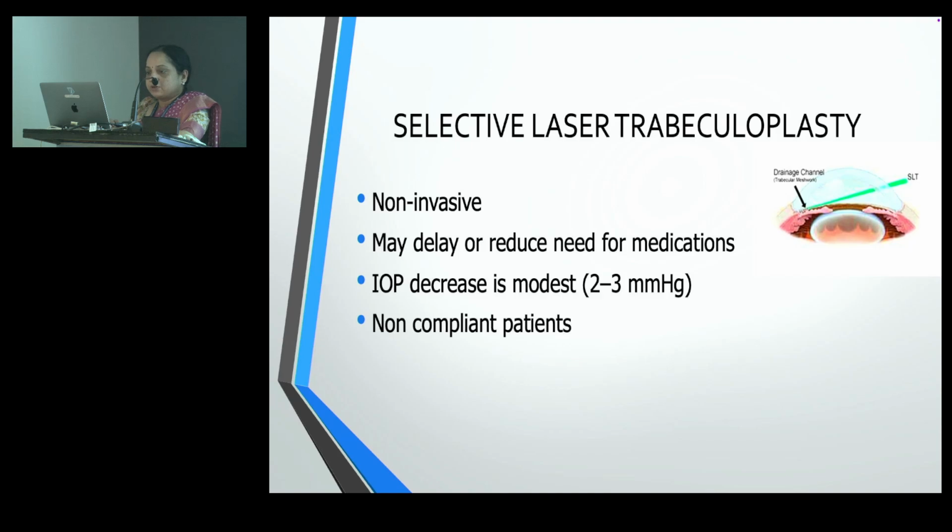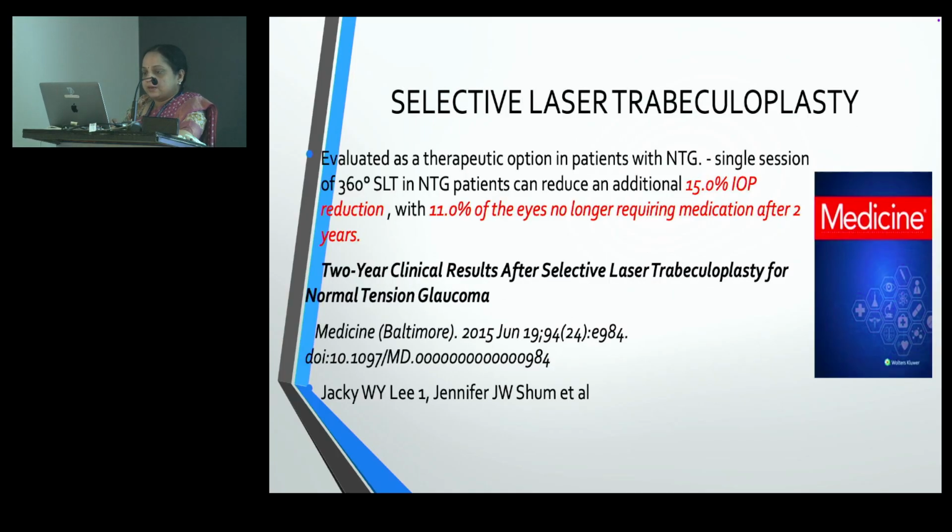Selective laser trabeculoplasty is a non-invasive procedure. It can be done in cases when the patients are non-compliant or intolerant to medication. It may decrease the IOP by about 2 to 3 millimeters. A 2-year clinical result after selective laser trabeculoplasty for normal tension glaucoma showed that 11% of eyes no longer required medications after 2 years.